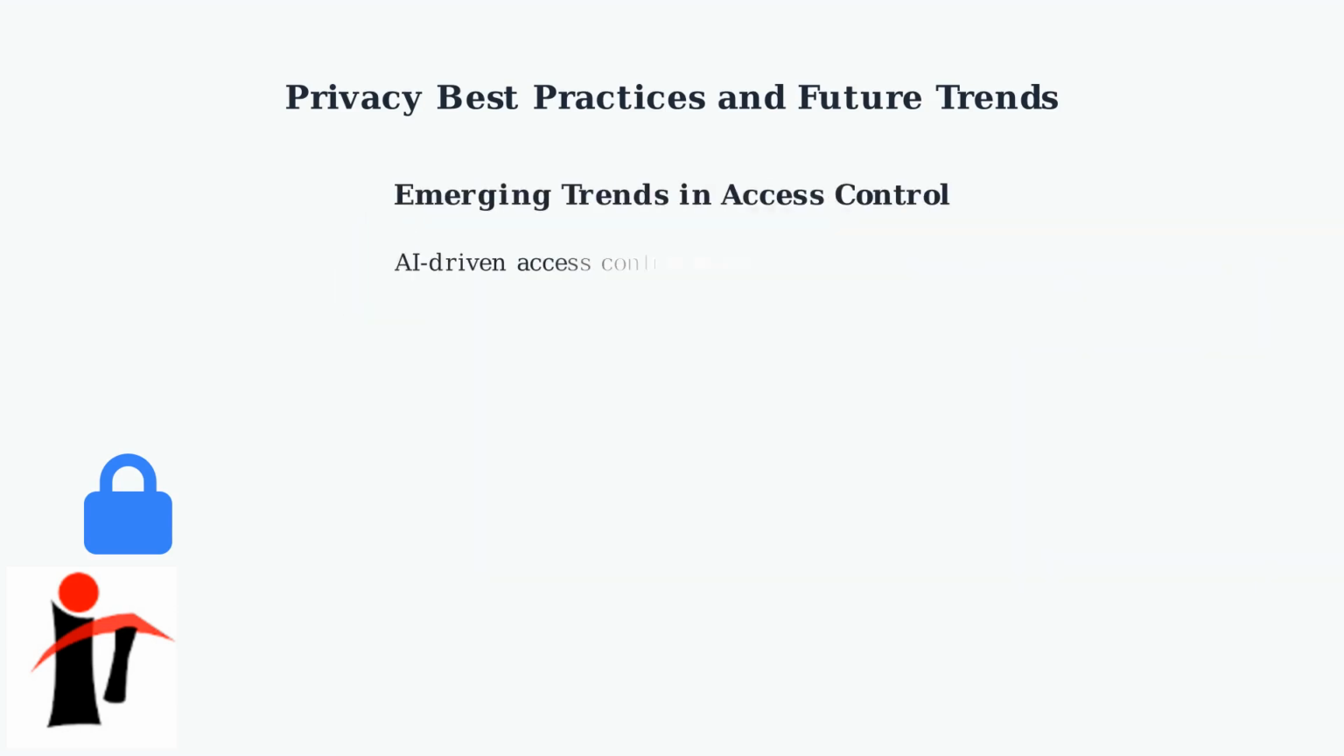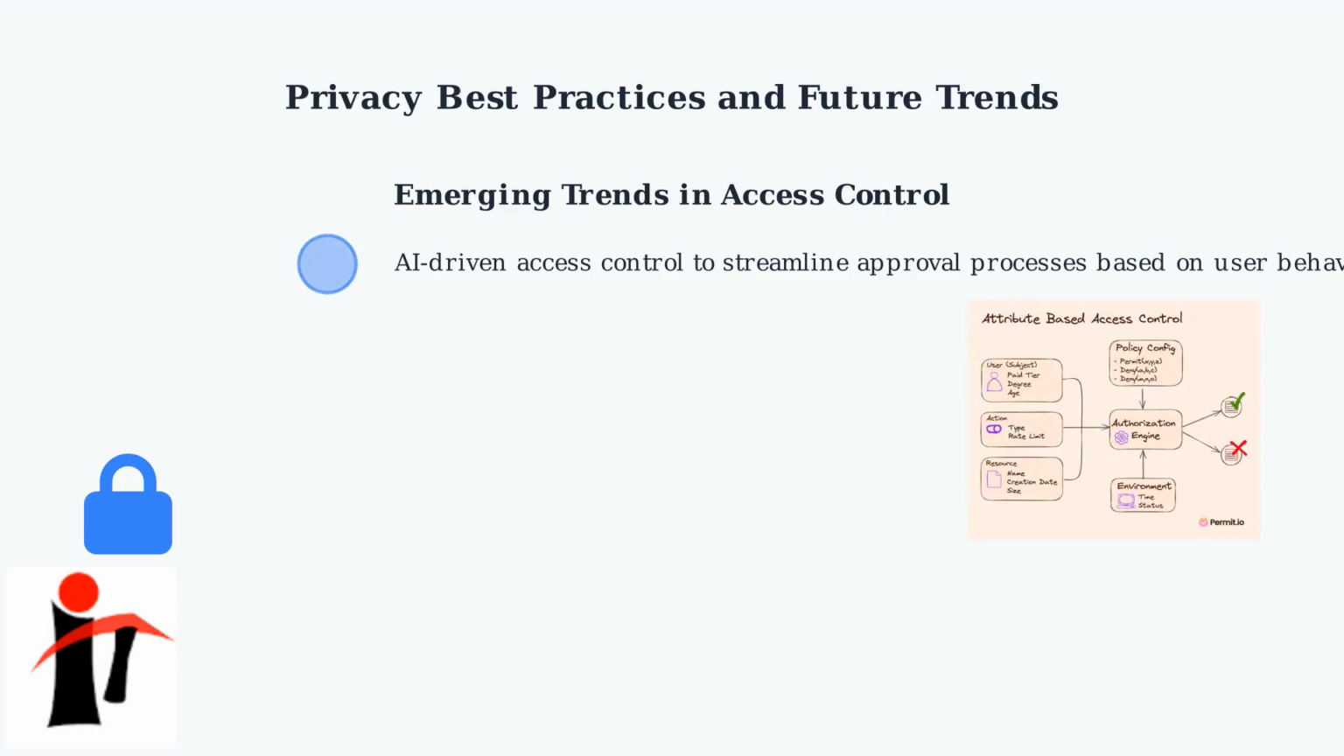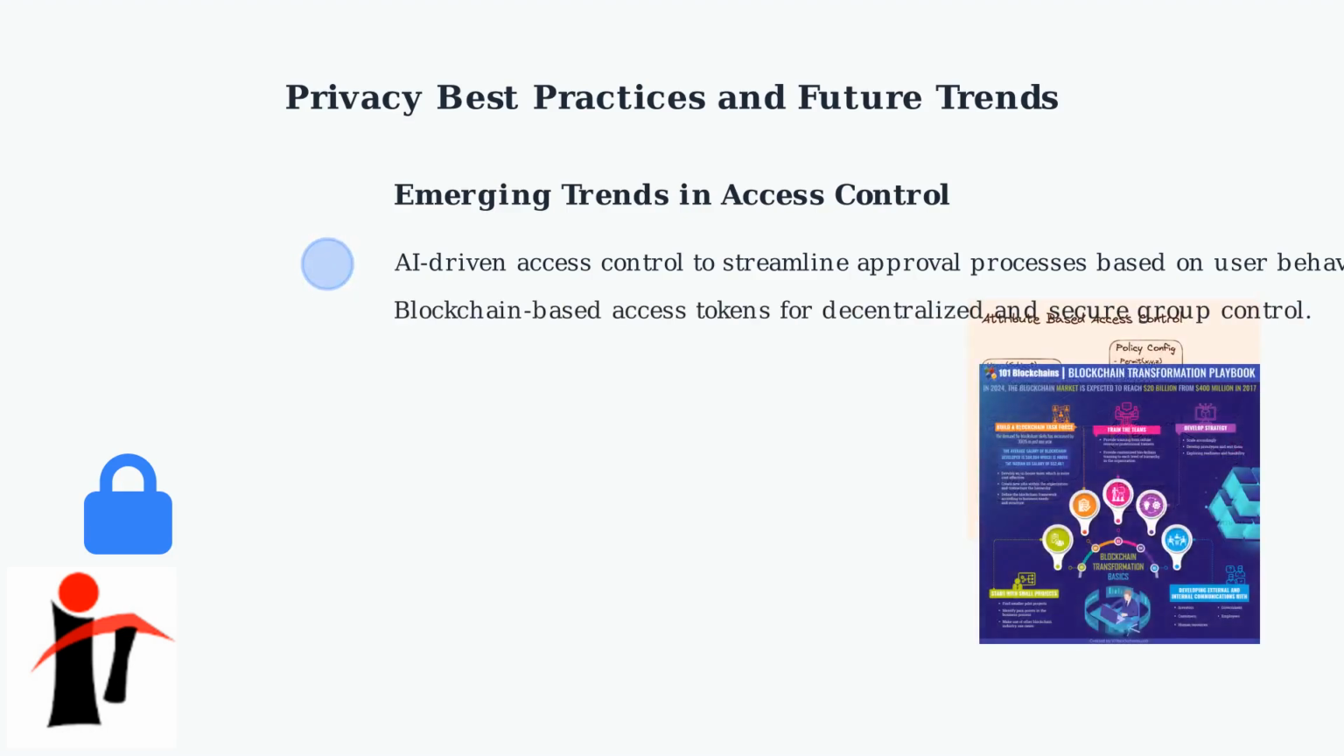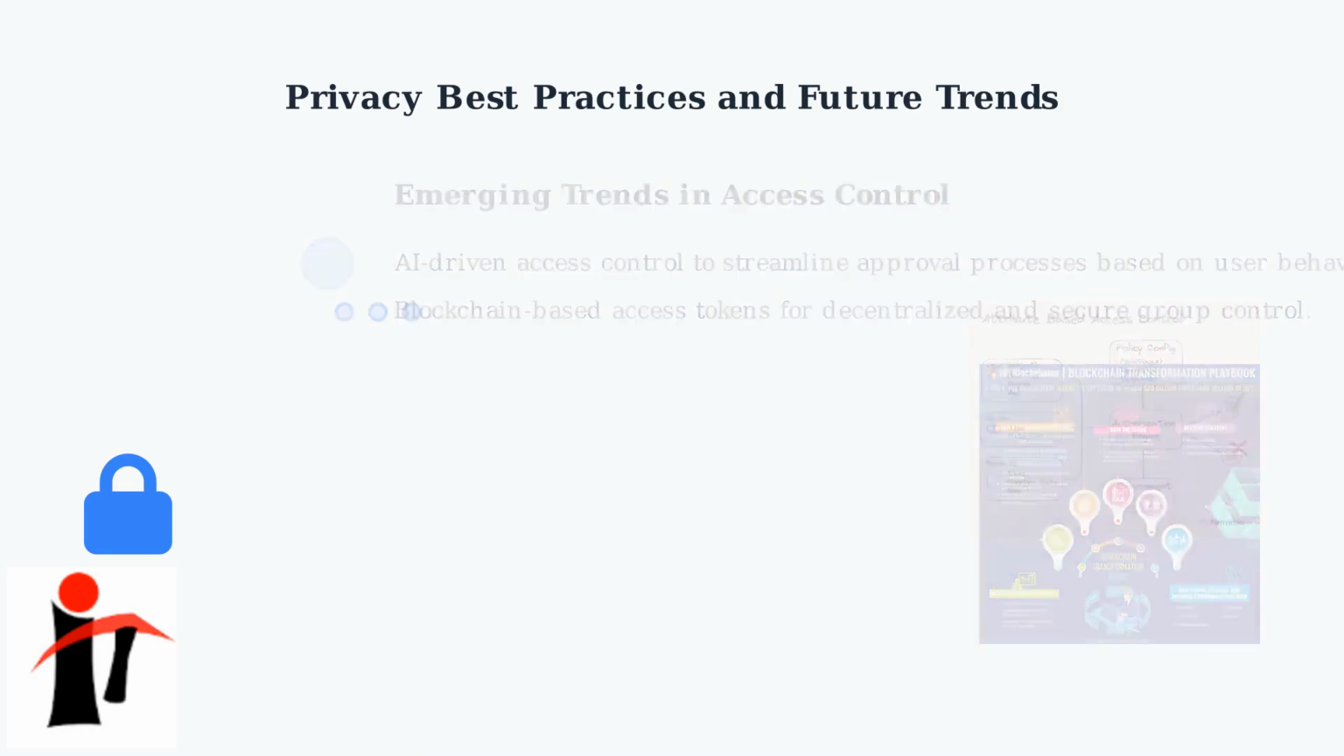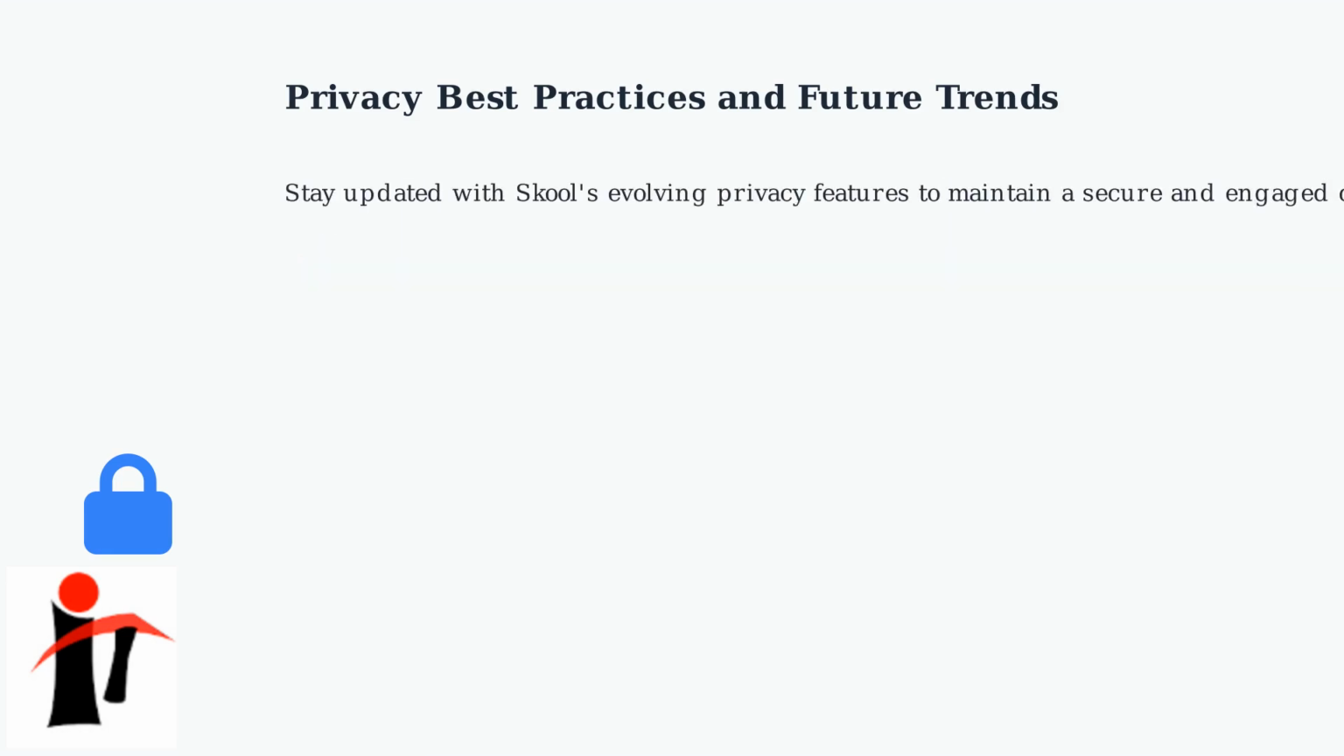Looking ahead, emerging trends include AI-driven access control, which can automatically suggest approvals based on user behavior patterns, reducing manual workload for admins. Another exciting development is blockchain-based access tokens, enabling decentralized control where members can securely manage their own access rights. Finally, stay informed about Skool's evolving privacy features and updates to ensure your community remains both secure and welcoming. By following these best practices and embracing future trends, you'll create a thriving environment for meaningful interactions.